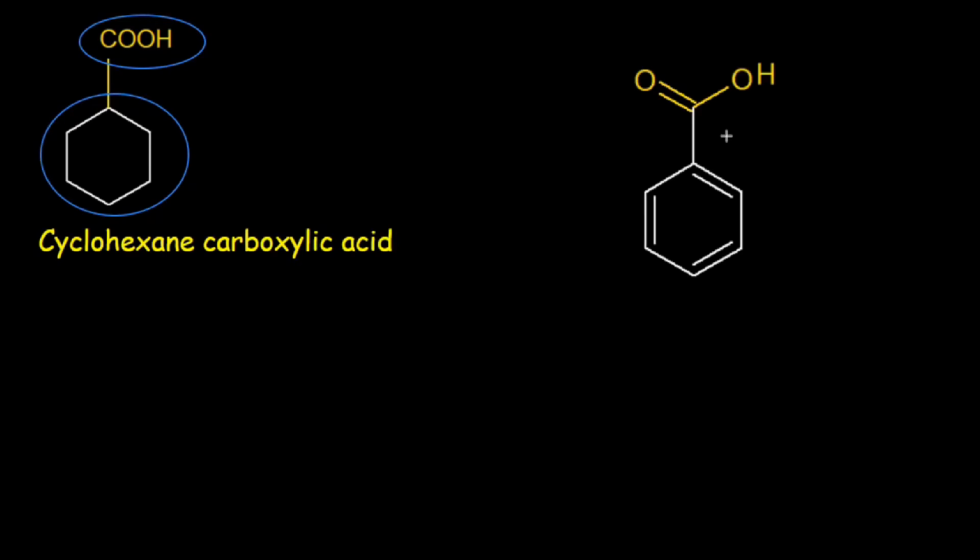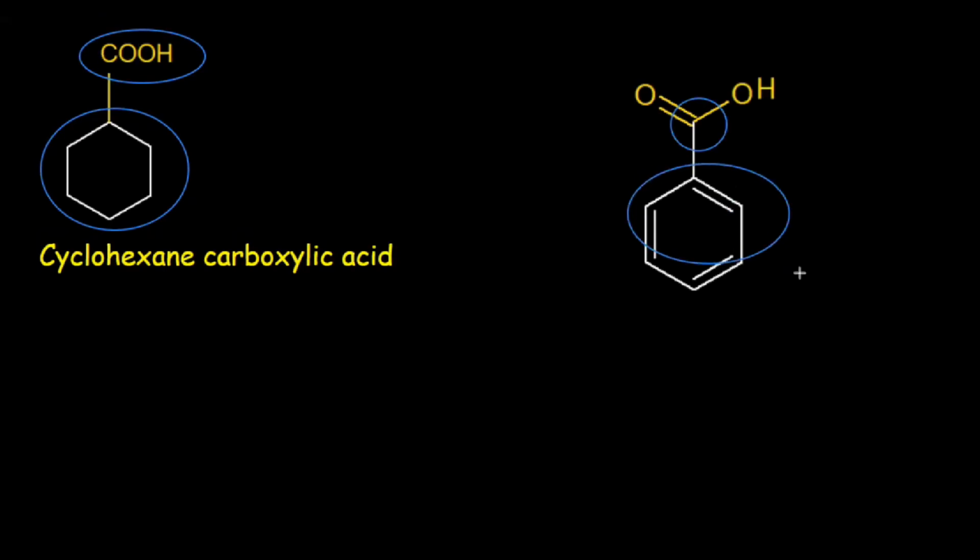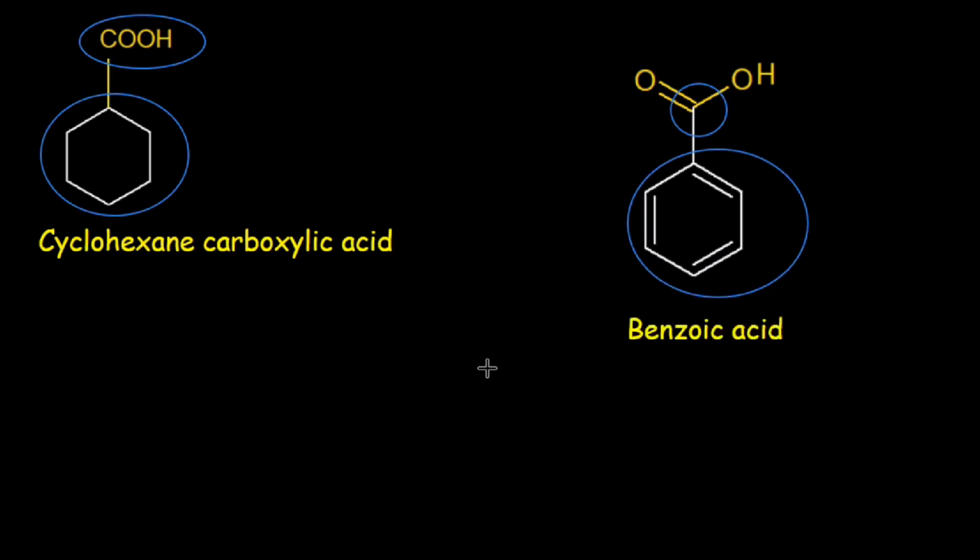The carbonyl-carbon of carboxylic acid is attached with aromatic ring. So this is an example of aromatic carboxylic acids. This whole molecule has been given the name of benzoic acid.